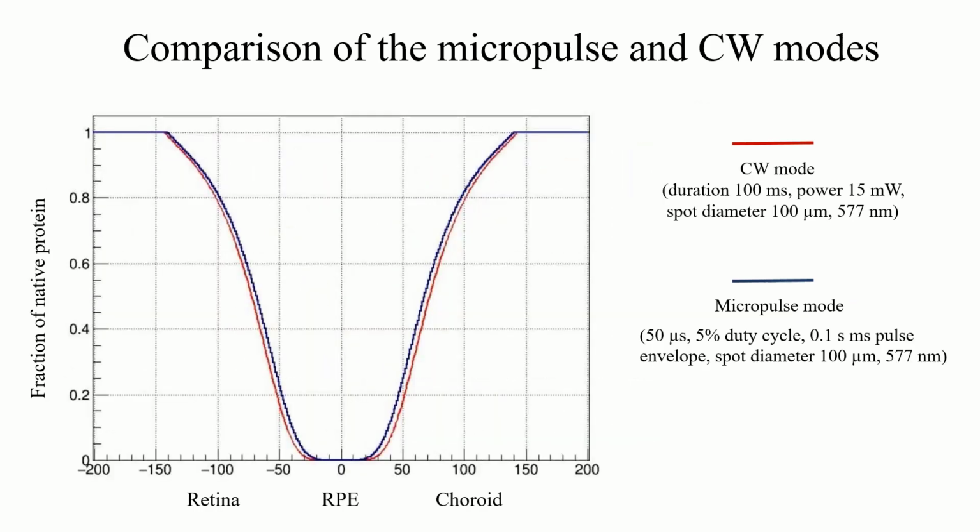On this slide, you can see that the continuous wave mode leads to the same damage to the adjacent structures as the micropulse mode with parameters 5 microsecond duration, 5% duty cycle, 0.1 seconds pulse envelope, which is widely used in clinical practice.